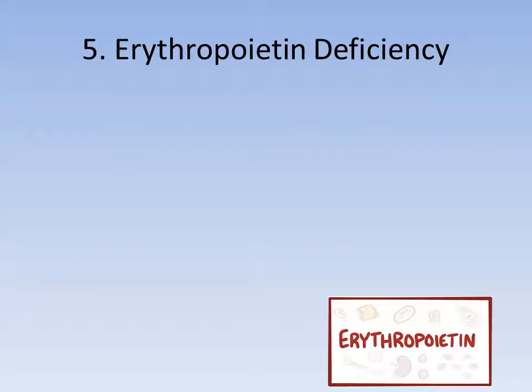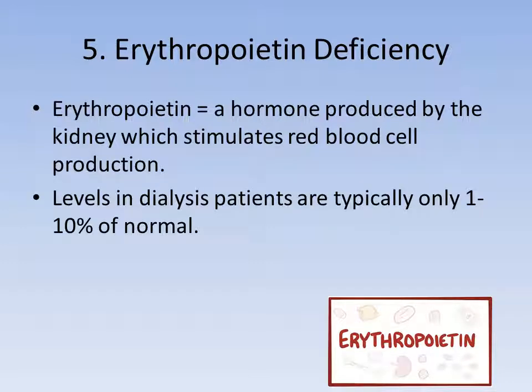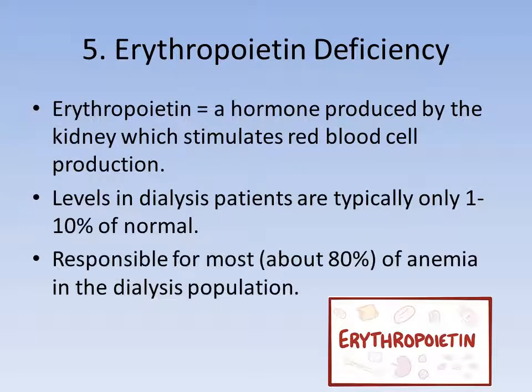Okay, so now the last and most important cause of anemia in dialysis patients is due to a deficiency in a hormone called erythropoietin. Erythropoietin is a hormone produced by the kidney, which stimulates red blood cell production in the bone marrow. Erythropoietin levels in dialysis patients are typically only 1 to 10% of values found in people with normal renal function. And erythropoietin deficiency is responsible for about 80% of anemia in the dialysis population.